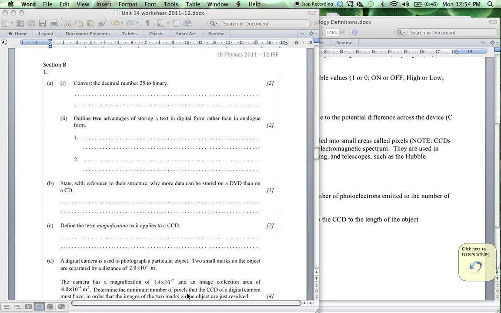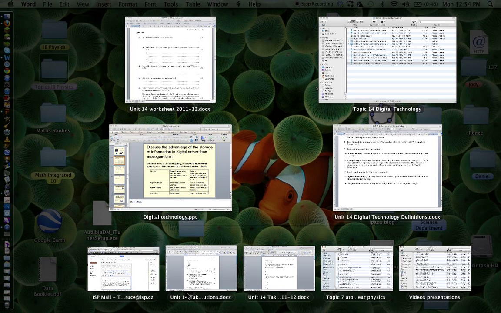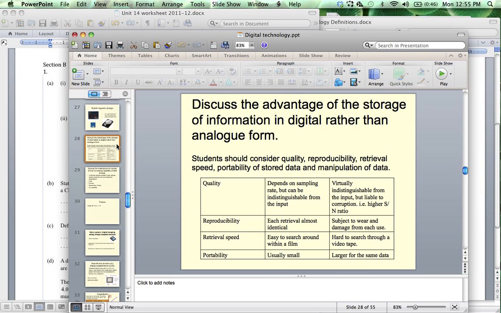Now again, just going back to the PowerPoint, and just bringing up another diagram here.